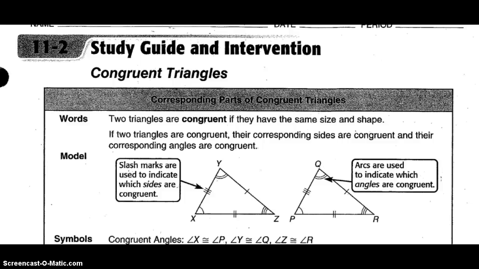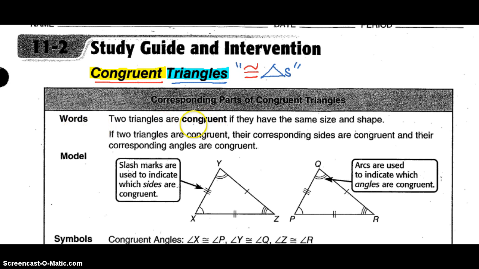Hello, pre-algebra students. In this lesson of chapter 11, we're going to be talking about congruent triangles. The word congruent can be abbreviated with an equal sign and a squiggly on top. That's the abbreviation for the word congruent. The word triangle is abbreviated with a little triangle. So if we want more than one triangle, we put a little S behind our triangle. So this is the abbreviation for congruent triangles.